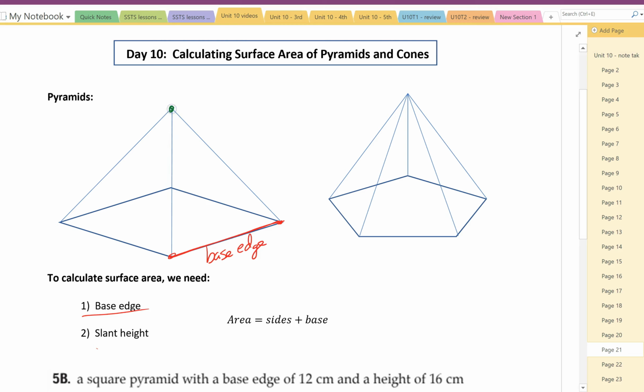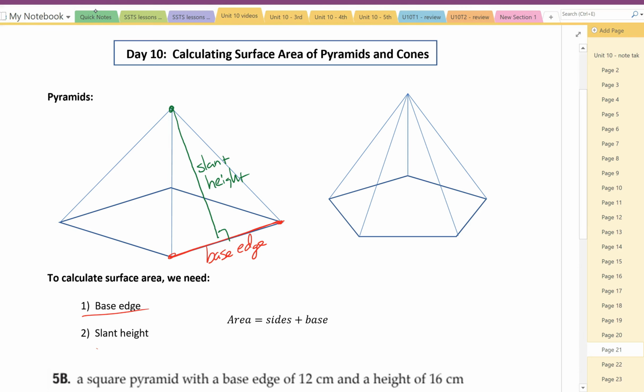The other thing I need is what's called a slant height. And a slant height is a line that goes from the top of the pyramid and is a perpendicular bisector of a base edge. So this green one, that would be called a slant height. If I know those two things about a pyramid, I can calculate its surface area.